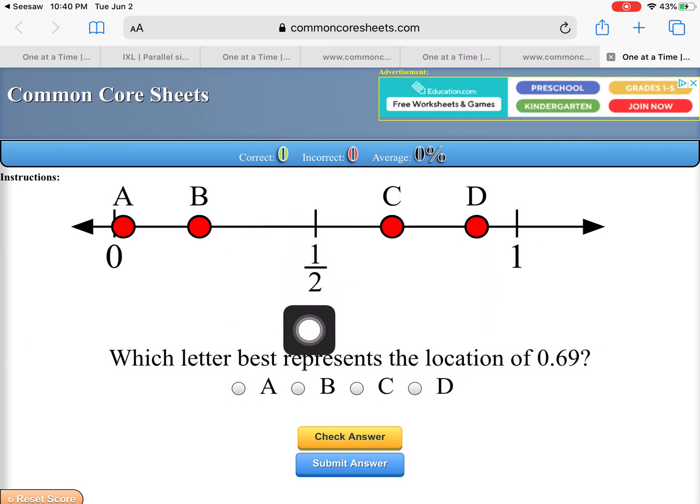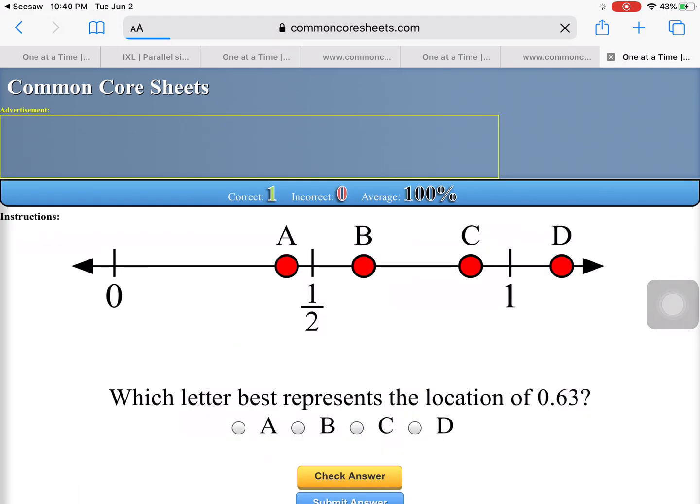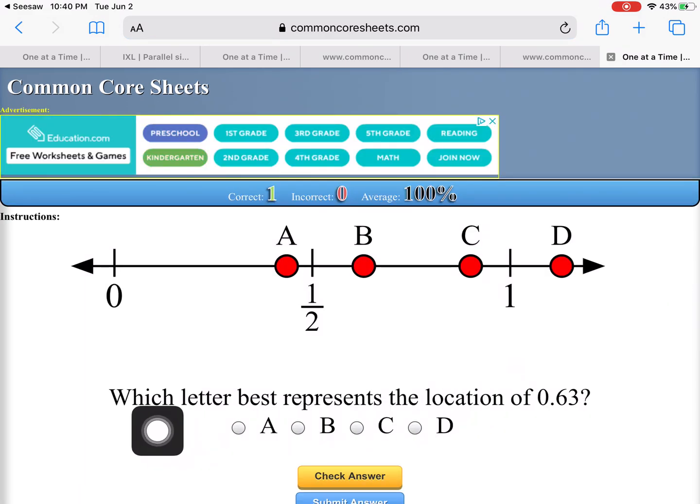Well, if half is 5/10, then 6 comes after it. So it would go 6, 7, 8, 9, 10 tenths is one whole. So is it closer to 10 tenths or to 5? And I would probably say C. Check my answer. Yep, that's it. So it's a lot of just estimating using what you know.